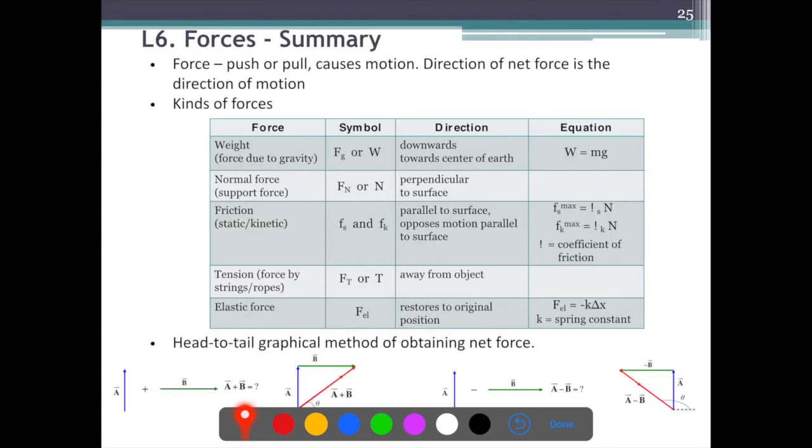All right, so I'll end our lecture because we've gone up to how to find the resultant force using the graphical head to tail method, but please do watch the next video on trigonometry and finding the components of a vector. That will be really crucial in the next topic on forces, where we now apply what we've learned on vectors and components to find net forces as applied to problems.